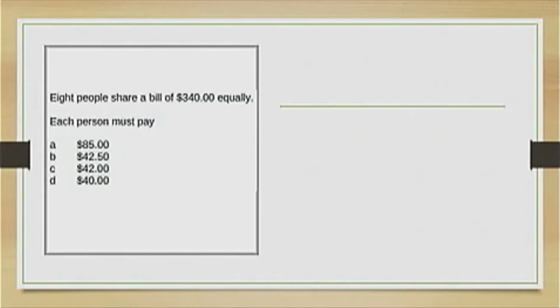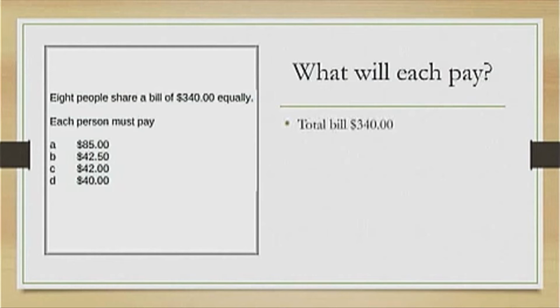Next question. 8 people share a bill of $340 equally. What's the key? Equally. Each person must pay what? So what is it asking you to do? What each person will pay. So what's the information we have? We know the total bill is $340. We know the number of persons paying, 8.